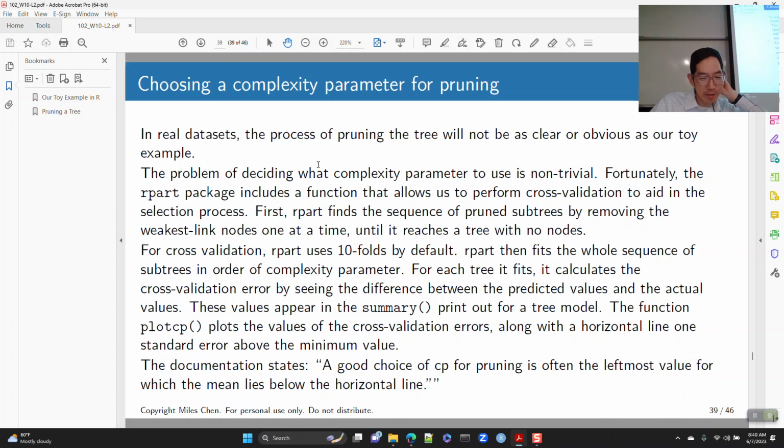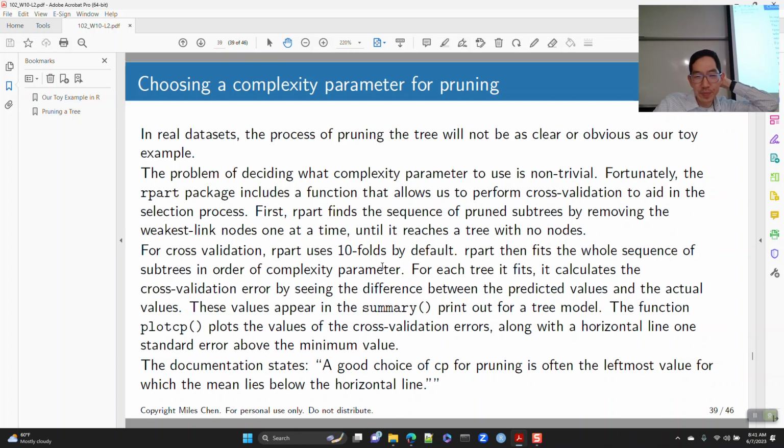So how do you decide where you should prune your tree? Well, you can use cross-validation. And so in rpart, they have this 10-fold cross-validation, or I mean, you can choose whatever number of folds, but I think the default is 10 folds.